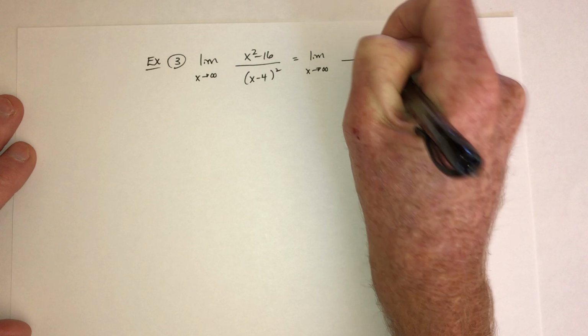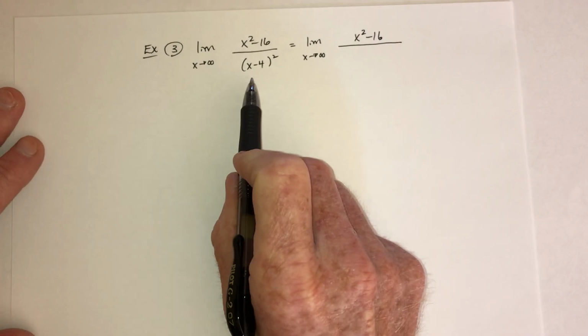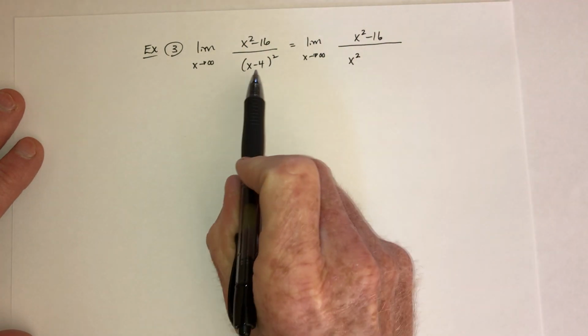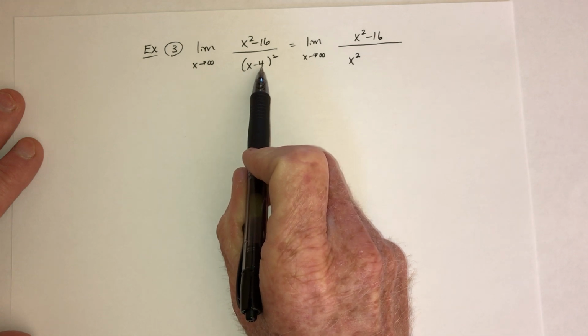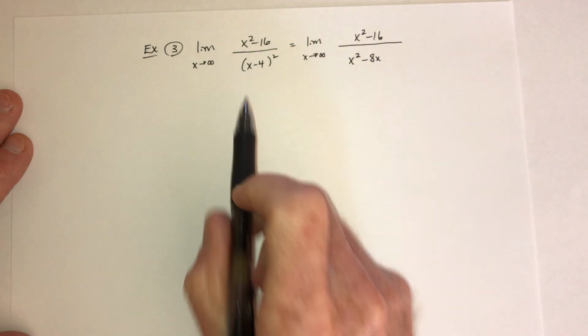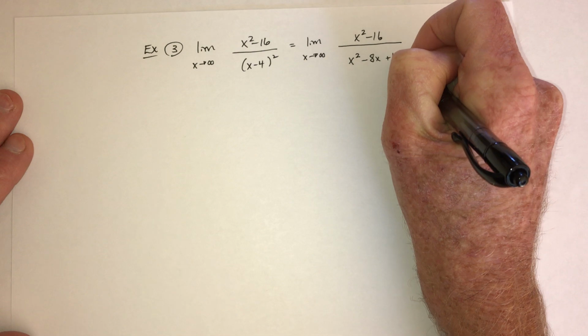So the top can stay as it is. The bottom, we need to square this. So when you square a binomial, you need to square the first thing, that's x. The middle term will come from multiplying these two, which is negative 4x, and then double that result, negative 8x. And then square a negative 4, so that's going to be plus 16.